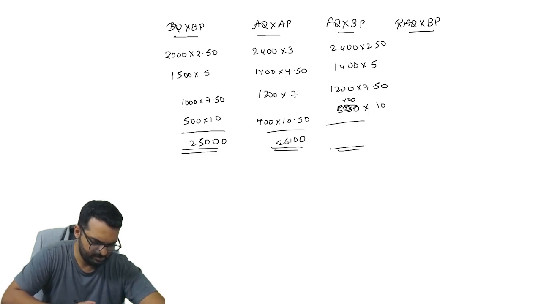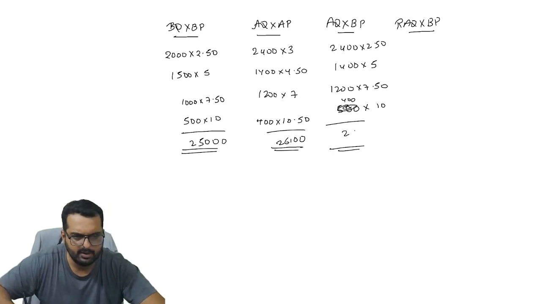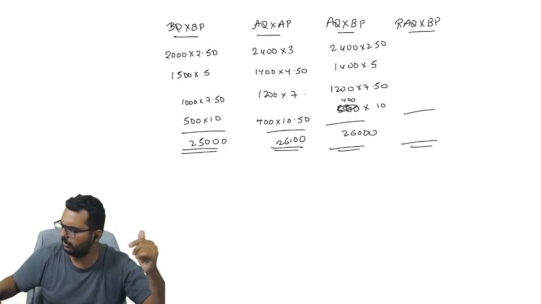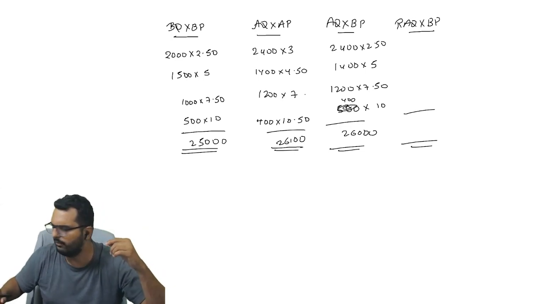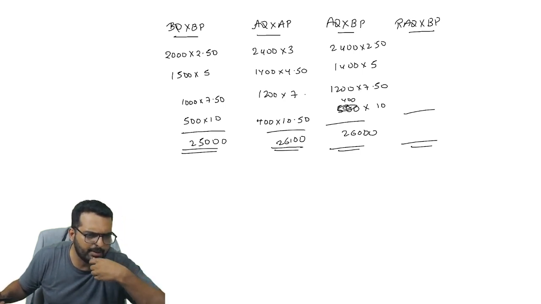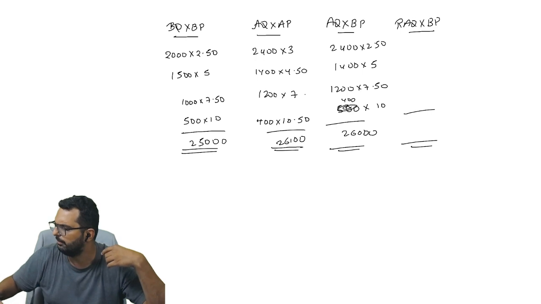One moment. Is it 26,000? Okay. Last one, what is the total you get? RAQ into BP. That will be total AQ. That will be 2400 plus 1400 plus 1200 plus 400. 5400 in the ratio of 20 is to 15 is to 10 is to 5. Right? So that will be divided by 40.